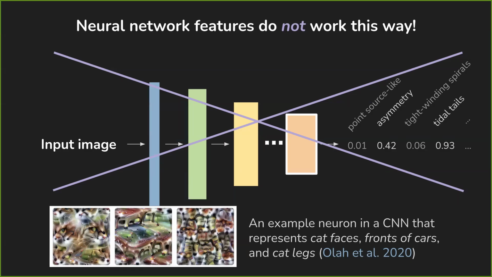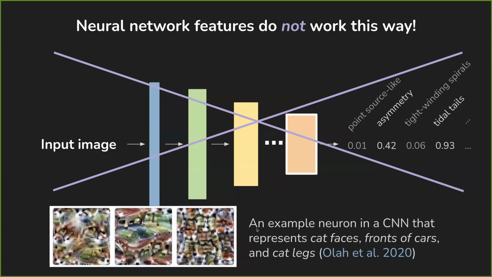So it's not a one-to-one mapping, in the sense that I can read the strength of this one feature as, oh, this is how much this galaxy has tight winding spiral arms. Rather, the semantic feature of tight winding spiral arms might be distributed across a dozen different neurons. And in fact, each neuron might contain little bits of lots of different semantic features.